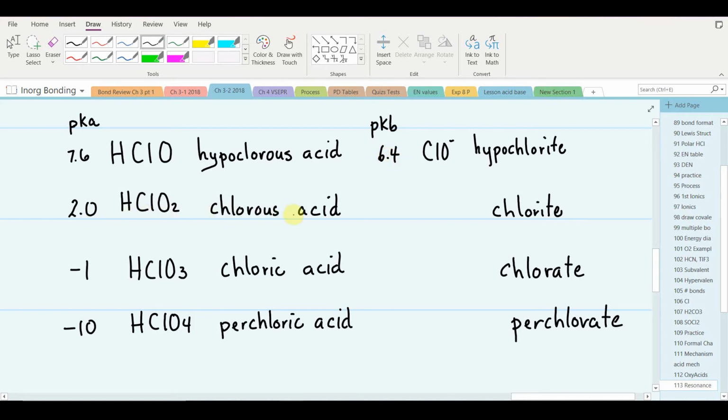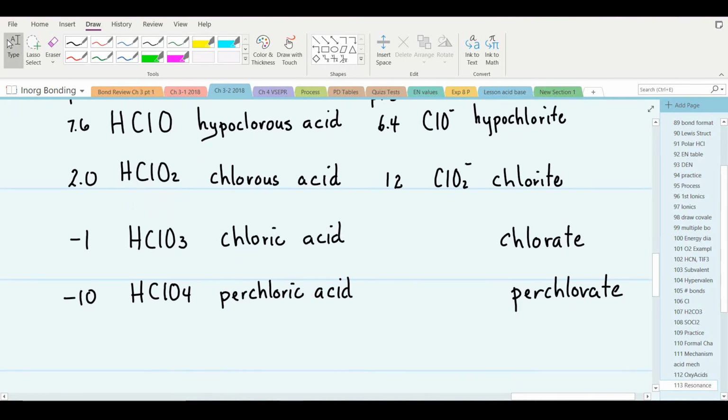Chlorous acid with an extra oxygen is quite a bit more acidic. This is more than 5 powers of 10, more than 100,000 times more acidic. The conjugate base of chlorous acid is called chlorite. It would have the formula ClO2 minus. Its pKb would be 14 minus 2, which would be 12. So it's quite a bit weaker base because the conjugate acid is stronger. We'll talk about this in a little bit.